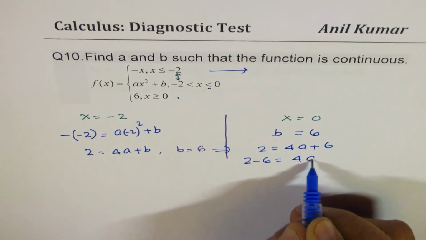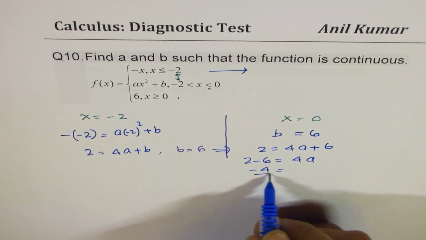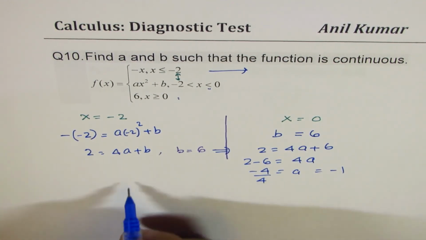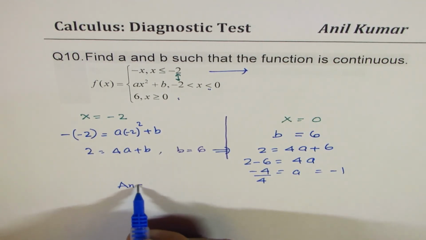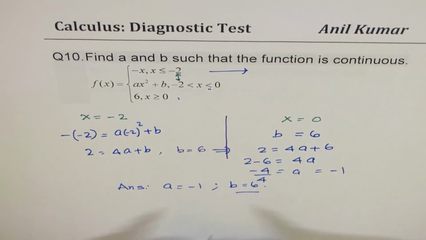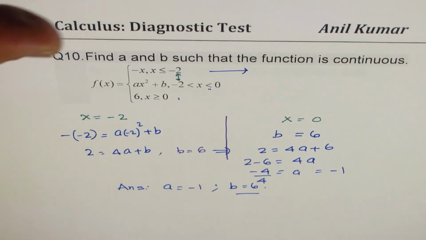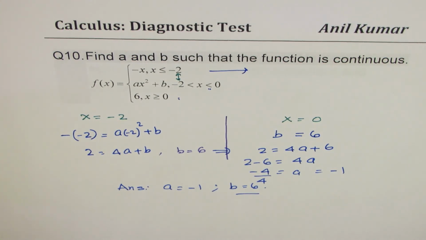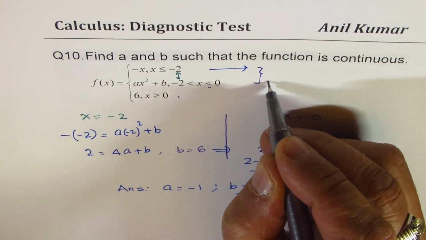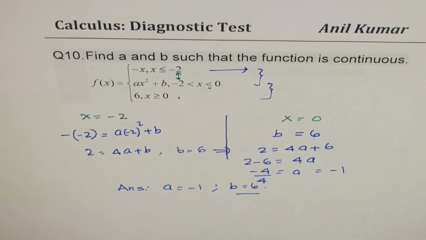2 minus 6 is 4a, or this is minus 4 divided by 4 is a, so the value of a is minus 1, correct? So for a continuous function, we get our answer that a should be equal to minus 1 and b should be equal to 6. Only then this piecewise function will be continuous. Otherwise, it will not be continuous, right? So I hope with this you understand piecewise functions and the rule for continuity. The idea is these 2 pieces should overlap and these 2 pieces should also overlap.